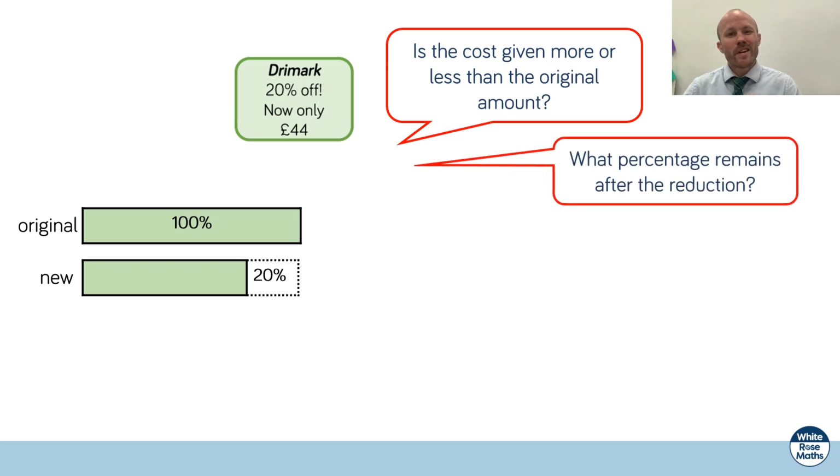What percentage remains after the reduction? Well, you can see there we've got a quite straightforward calculation of 100 take away 20. 80% remains. And now let's label the bar diagram, the bar model. £44 is the new cost, and we've been asked to find the original cost. So the question mark goes over the original bar.